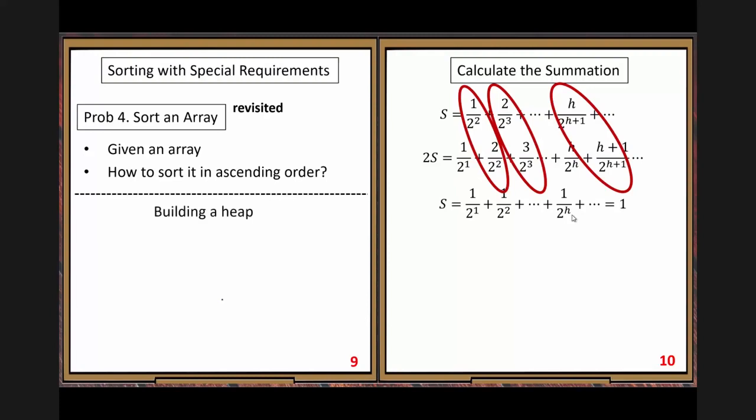So, now we can get to the building cost of the heap. What's the building cost? Two terms, the first term big O of n, the second term big O of log n squared. And we know big O of n dominates big O of log n squared.